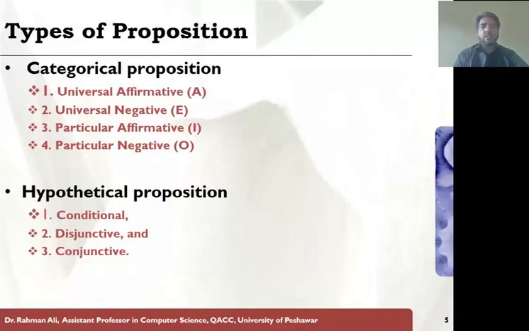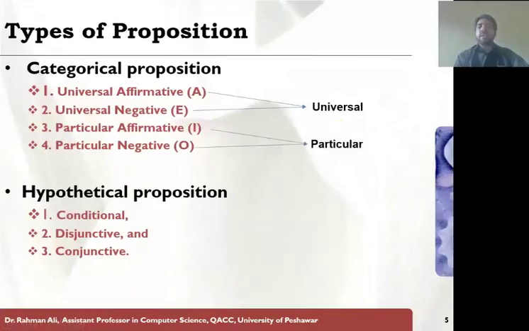If we look into the internal structure of the proposition, it can be divided into two categories: one is categorical proposition, and the other is hypothetical proposition. Categorical propositions are of 4 types, categorized based on their universal and particular characteristics. What does this mean? From universal, we have universal affirmative and universal negative, and from particular, we have particular affirmative and particular negative. We will discuss all of these in detail with examples in the coming slides. And from the hypothetical perspective, the types of proposition are conditional, disjunctive, and conjunctive, which we will describe in detail in coming slides.